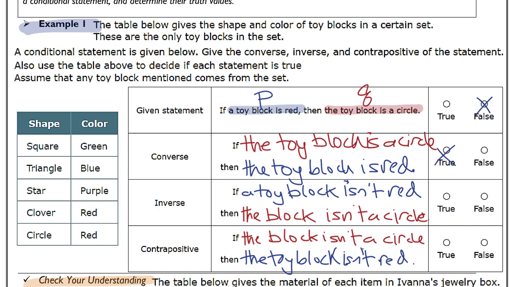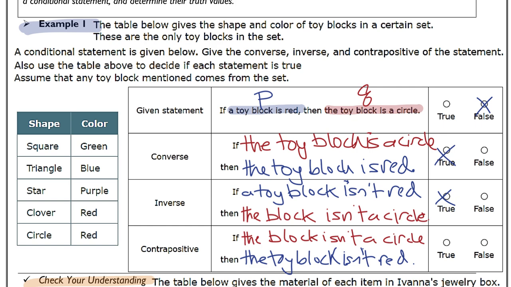The inverse is saying the opposite of both parts. If a toy block isn't red, then the toy block isn't a circle. If we look at the blocks that are not red, we cancel those out and look at purple, blue, and green, then it's not going to be a circle. These are not circles, so that is good. This one is also true. It's kind of using words and thinking about not things. Not that, not that.